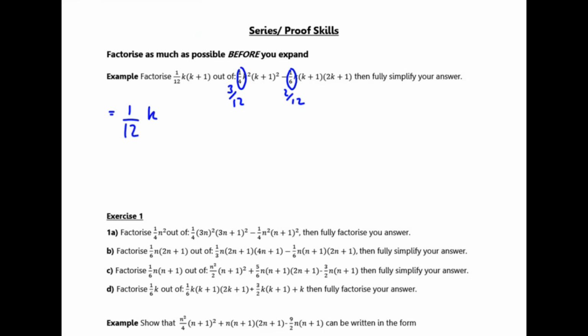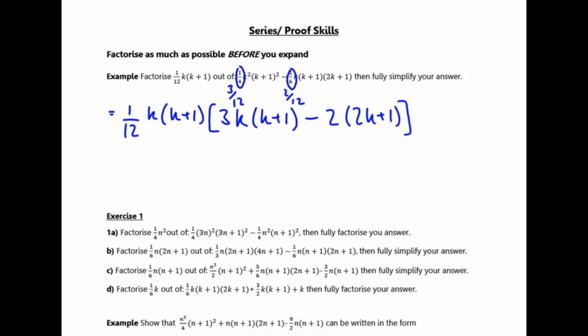I can factorize out the k that they both have in common, and factorize out the k plus 1 that they both have in common. From the first term, this leaves behind the 3 from the 3 over 12, leaves behind one of the other k's, and leaves behind another of the k plus 1s. From the second term, it leaves behind the 2 on top of the 2 over 12. I've taken the k out, I've taken the k plus 1 out, so I've just got the 2k plus 1 left. The outside's done for now, so this just stays as 1 over 12 k plus 1.